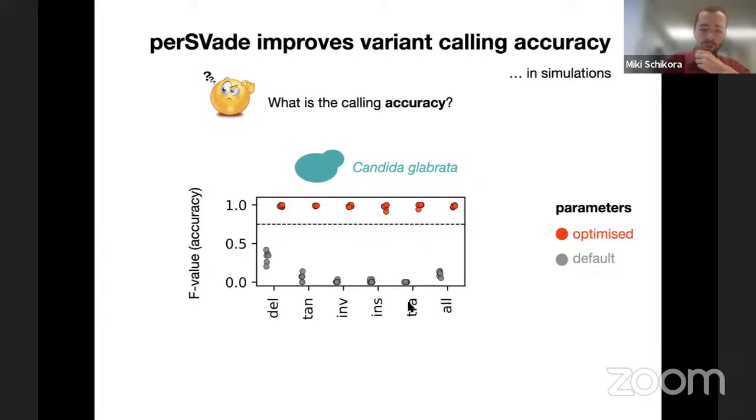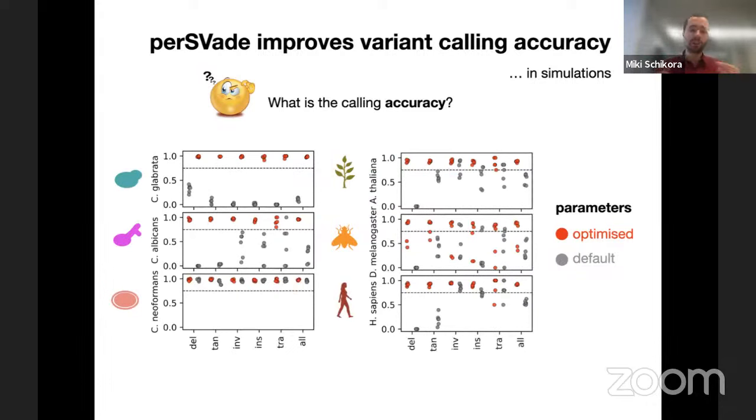So this is for different types of structural variants, this accuracy value, when we are using either optimized parameters or default parameters that we rationally designed based on previous papers. Basically, we see it's a huge difference, right? Thanks to this optimization of parameters, we really increase the accuracy a lot. We did this for the other species where we see a similar trend. The changes are not as dramatic, but in general, we can say that thanks to PerSVade and this optimization of parameters, we're really improving the variant calling accuracy.